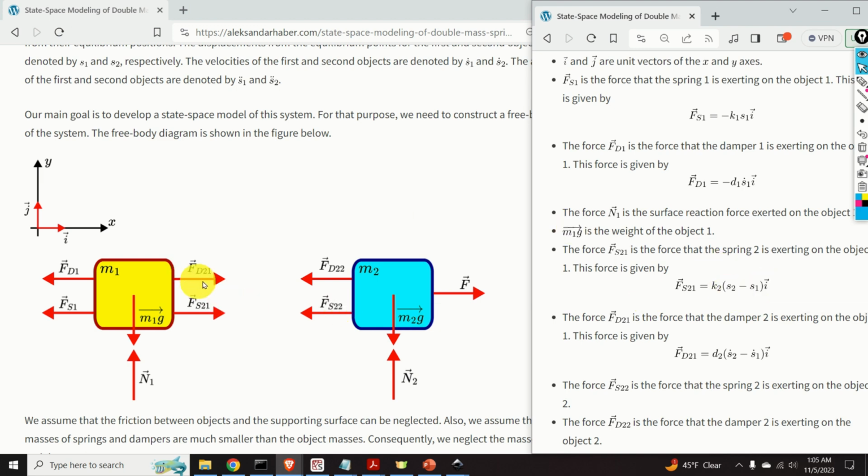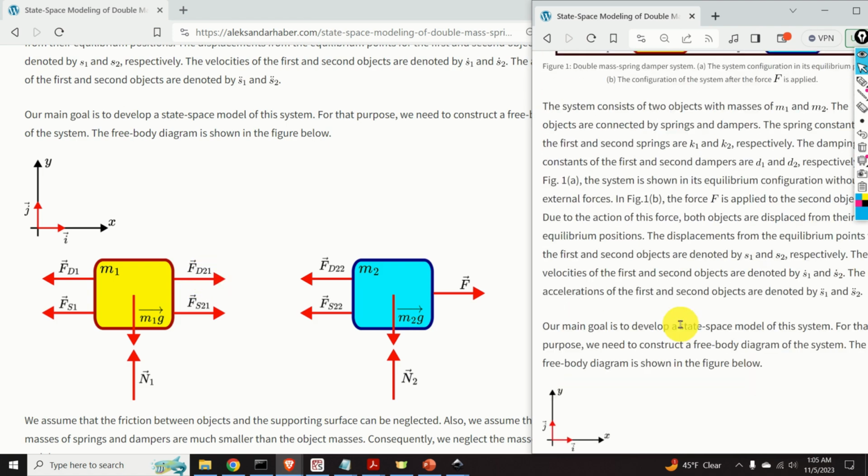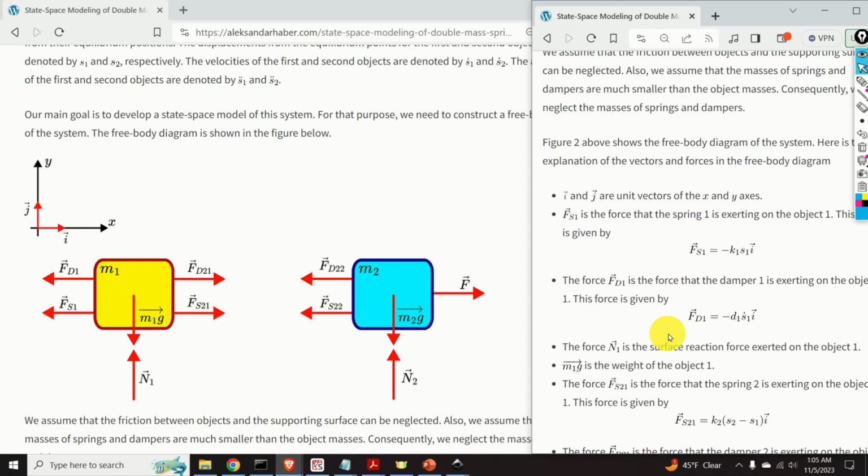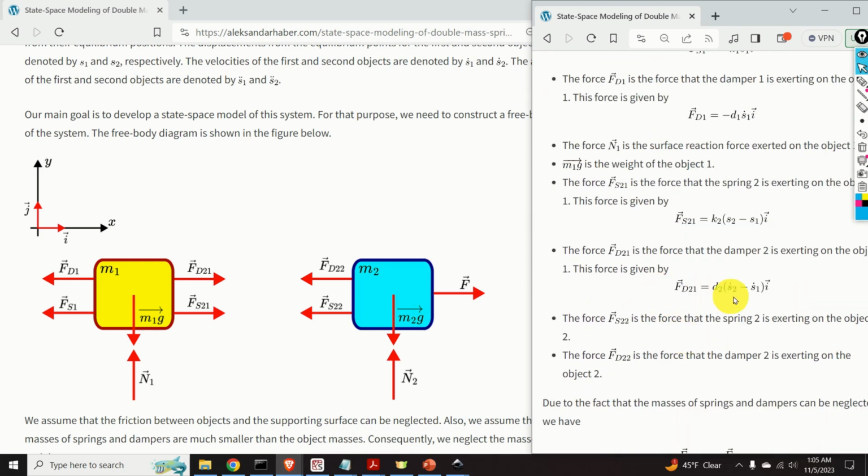Then we have this force denoted by Fd21. This is the force that the second damper is exerting on the first object. The formula for this force is given over here. d2 is the damping constant of the second damper. s2 dot is the velocity of the second object minus s1 dot, that is the velocity of the first object, multiplying the unit vector i.